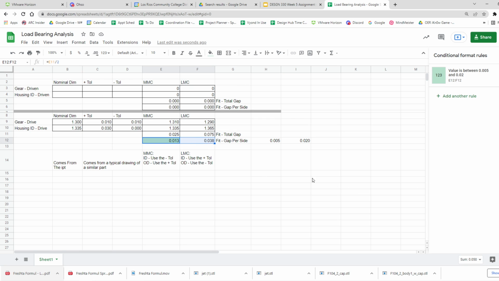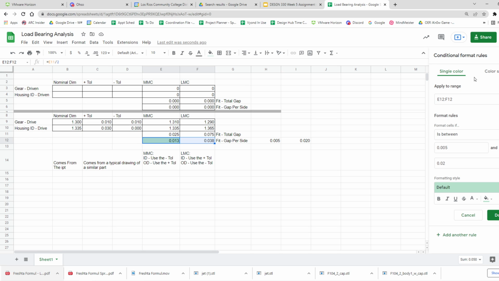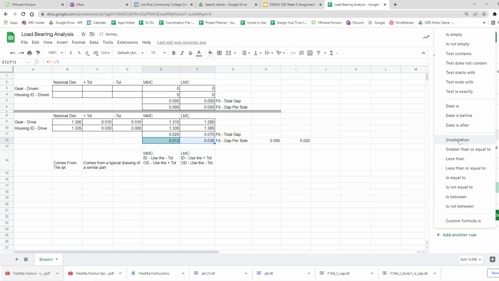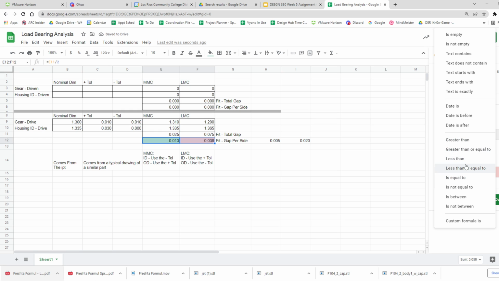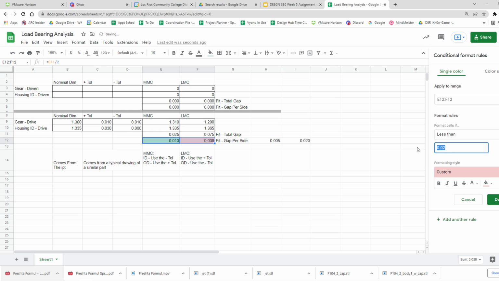Oh, but I'm not on those ones. Sorry about that. I need to get that other rule based on this one. Sorry, I was doing that in the wrong spot. Is greater than 0.020. Make it red. And if it is less than, have to do it in the right spot, 0.005.